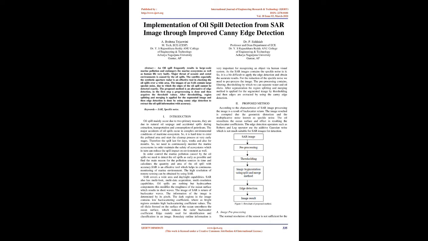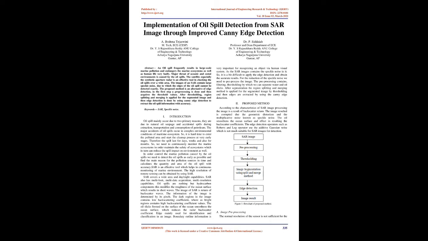Oil spills are nothing but hydrocarbon components. This modifies the roughness of the ocean surface, which results in short waves. The image of SAR is the return of backscatter waves. The information of the image is determined by its pixels. The dark regions in the image contain low backscattering coefficient values, whereas bright regions contain high backscattering coefficient values. The oil slicks formed on the surface of the ocean smoothen the ocean surface, which reduces the radar backscatter coefficient.